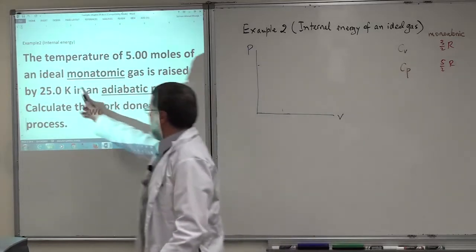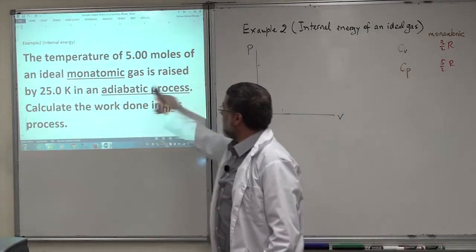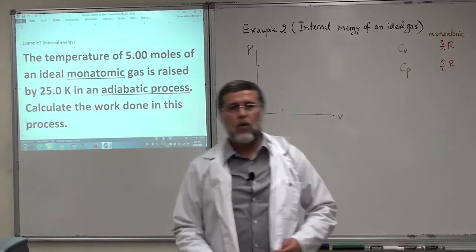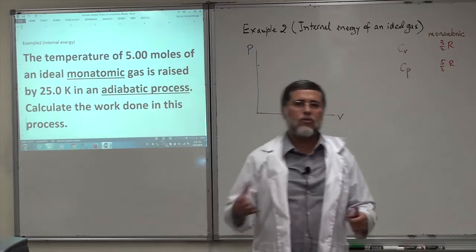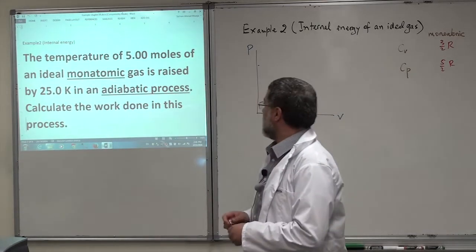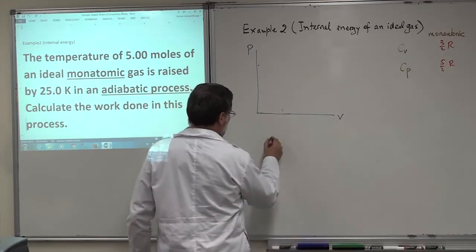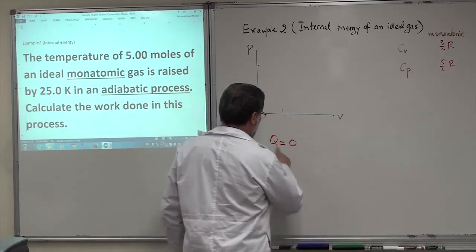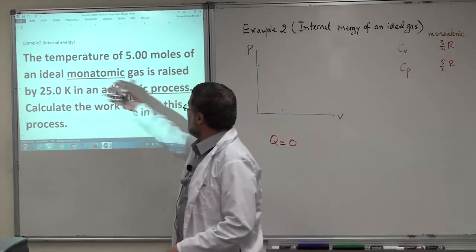So this is the change, the increase in temperature, delta T. In an adiabatic process, I hope you still remember what an adiabatic process is. If you have some doubt, go back to previous videos and look at the adiabatic process. In the adiabatic process, the heat exchange between the system and the environment is equal to 0.